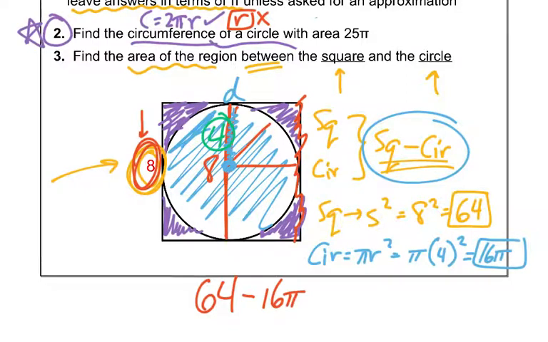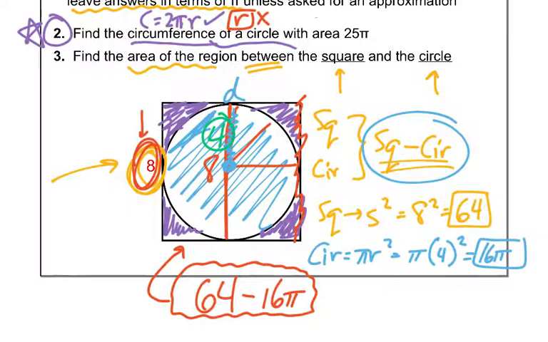Now, that 64 doesn't have a pi on it, right? So I can't combine these two answers at all. So this is actually the best way that we can write that. That is the area of the purple. How cool. So we took out the entire area and subtracted away the inner area of the circle.